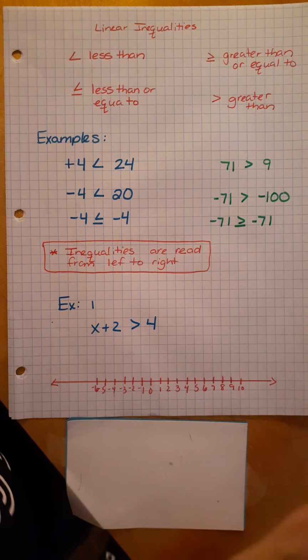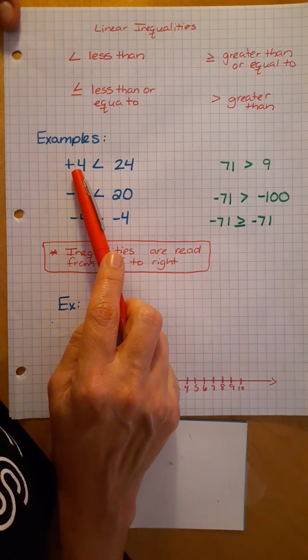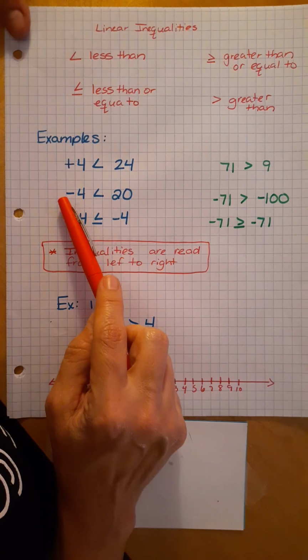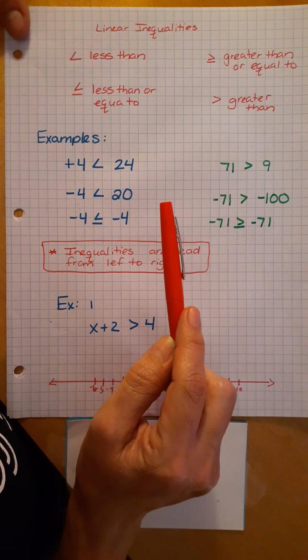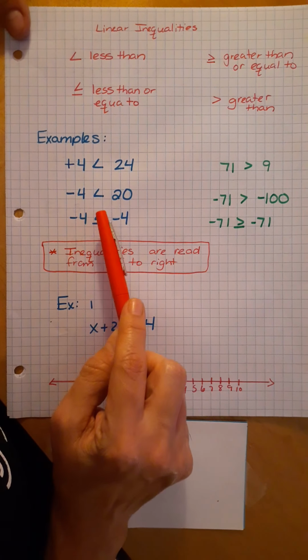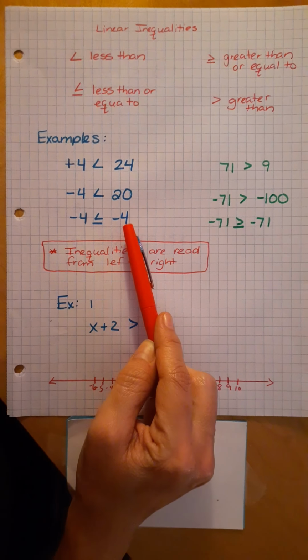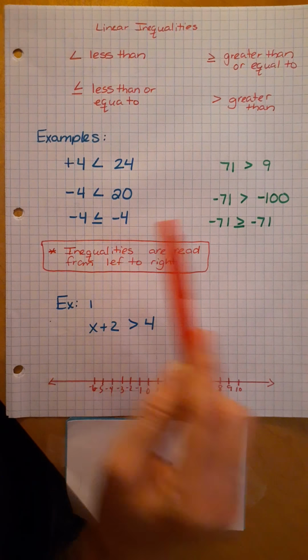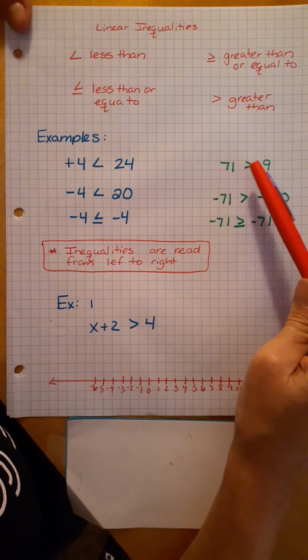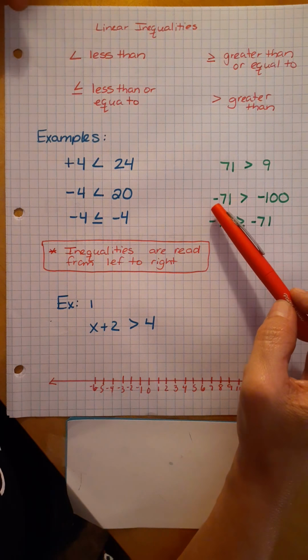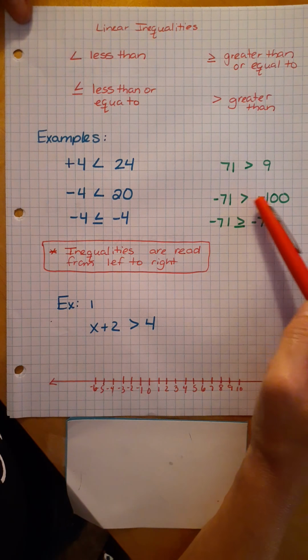So let's look at some examples. How would we read this? 4 is less than 24. Simple. Negative 4 is less than 24. Or negative 4 is less than or equal to negative 4. It means it could be smaller than or equal to negative 4. And it is. Here in green, 71 is greater than 9. That's a true statement. Negative 71 is greater than negative 100.